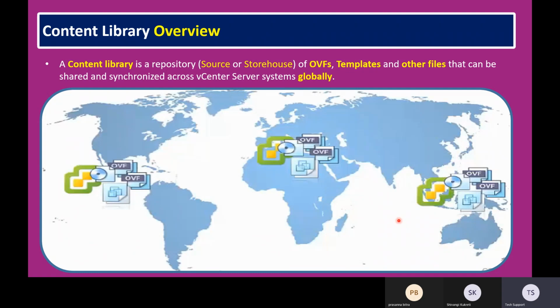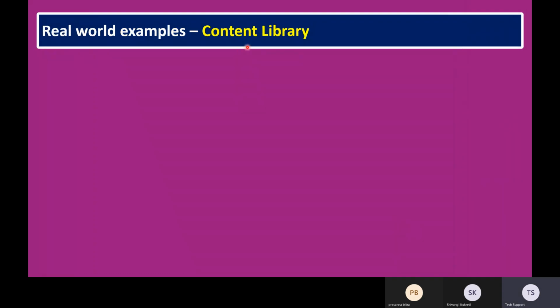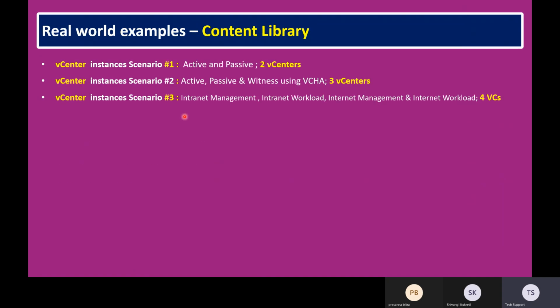Now we'll elaborate on some more points about content library in a real-time scenario. Real world examples of content library. As we know, we can maintain vCenter servers in three scenarios, so I'm highlighting three scenarios here. Scenario one: normally organizations may have a minimum of two vCenter servers. One is an active vCenter, and the other is a passive vCenter, or in some scenarios, both active vCenters.